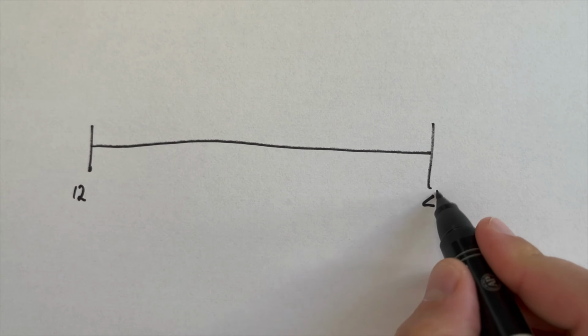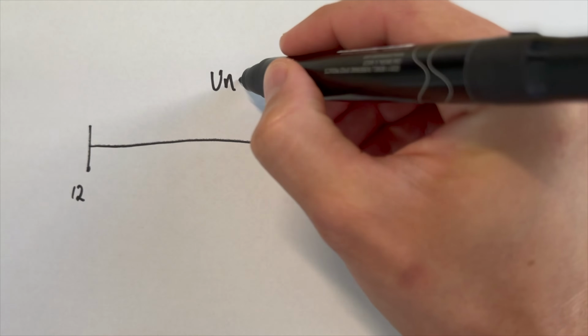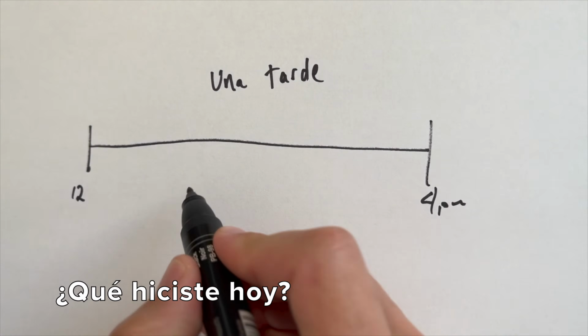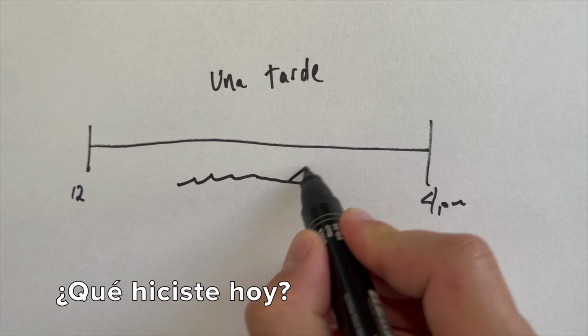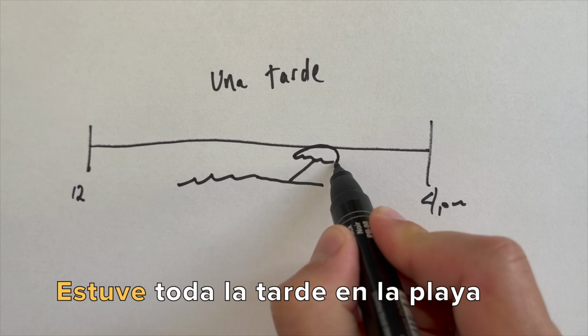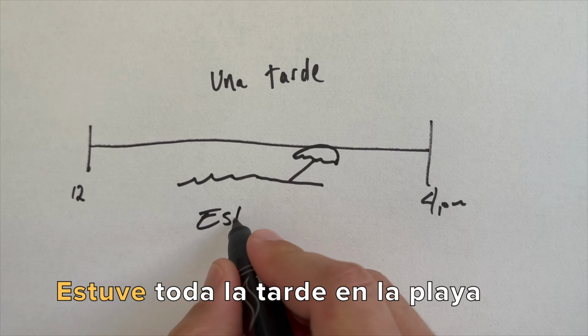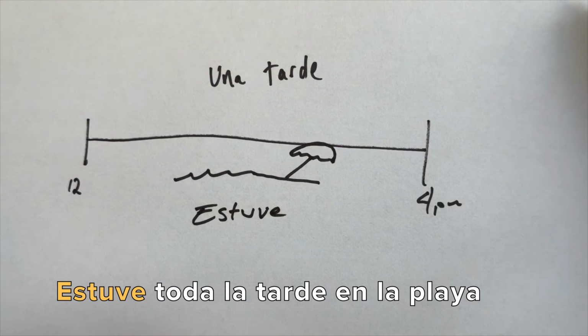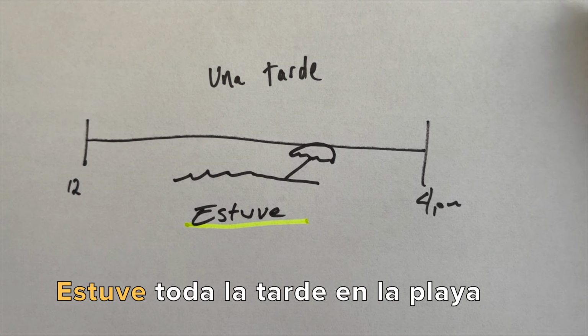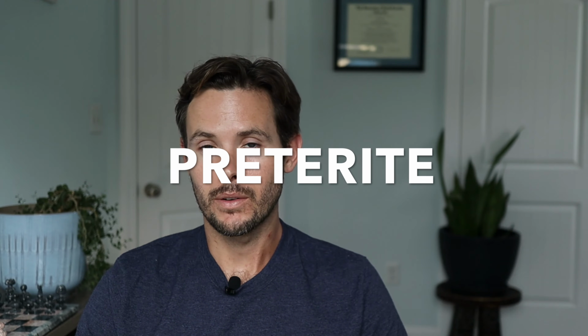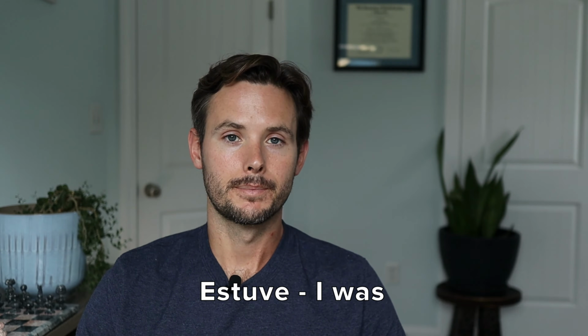So first, picture a timeline of an afternoon of yours on vacation. Say you're at the beach. You spent the afternoon on the beach and somebody asks you, "What did you do today? ¿Qué hiciste hoy?" And you reply, "Estuve toda la tarde en la playa." I was on the beach for the whole afternoon, period, end of story. Didn't go into detail, talk about anything else that happened. In this case, we'll use the preterite, the simple past tense. Estuve, I was.